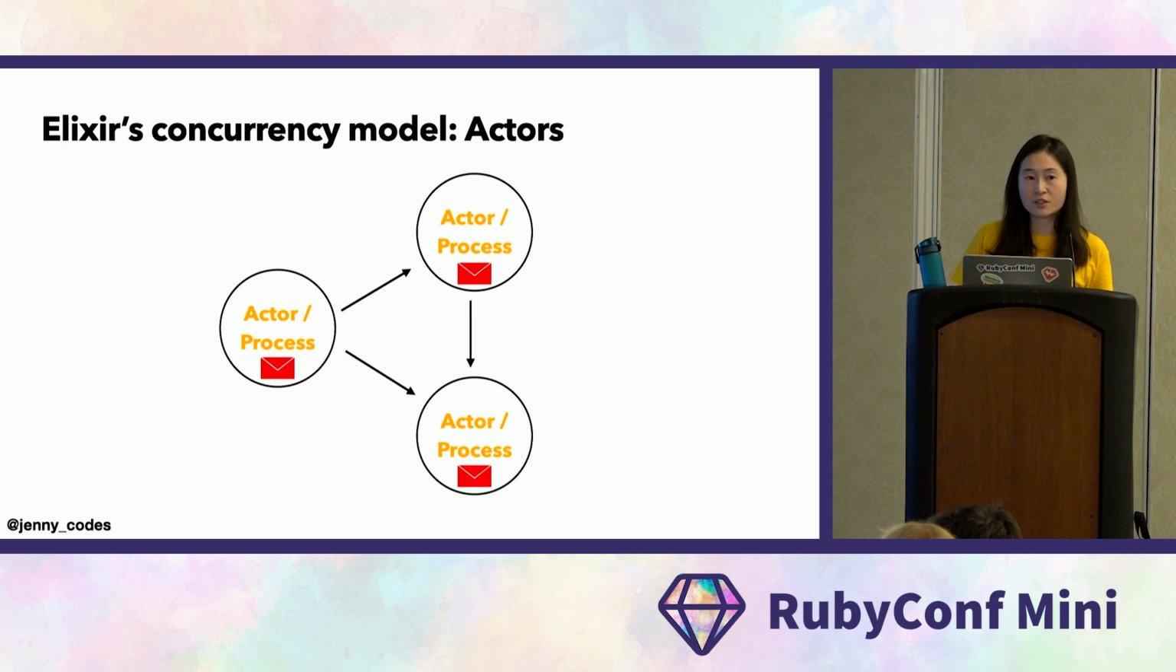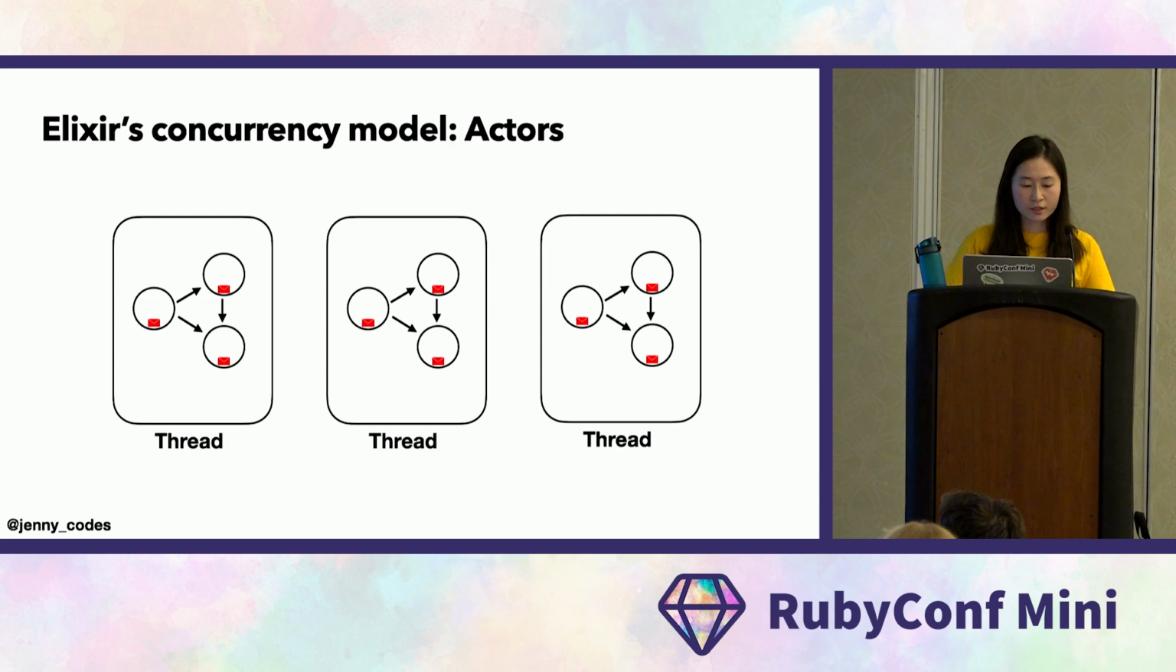In the terminology of Elixir and Erlang, a process is an actor. And actors don't have any shared state. They can only get one another's state by message passing or message sending. And the process referred to here is not an operating system level thread or process. It's a language-defined unit of execution.